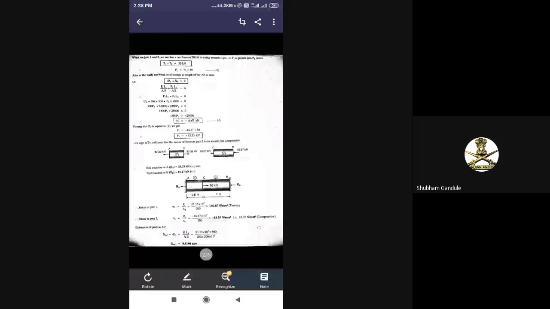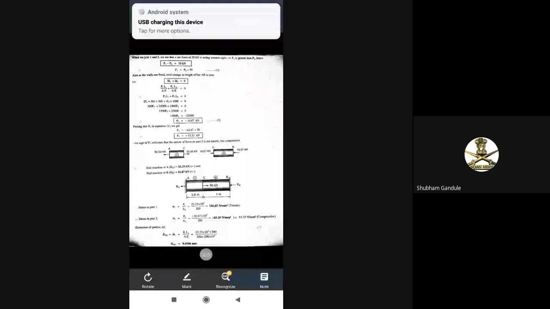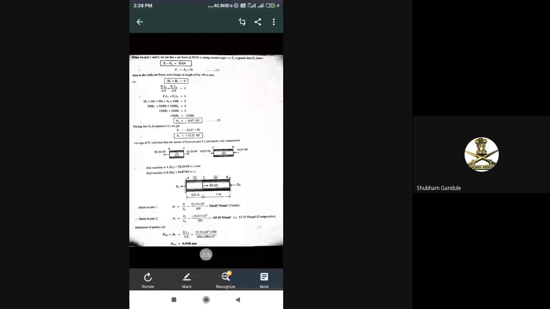Now put the equation 2 in equation 1 and find the value of P1. And P1 we get plus 33.33 kilonewton. It is tensile. Calculated P1 and P2. Any problem? P1 and P2.